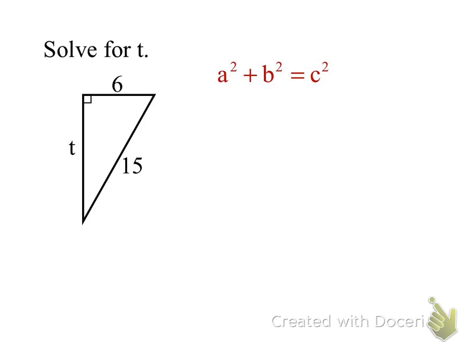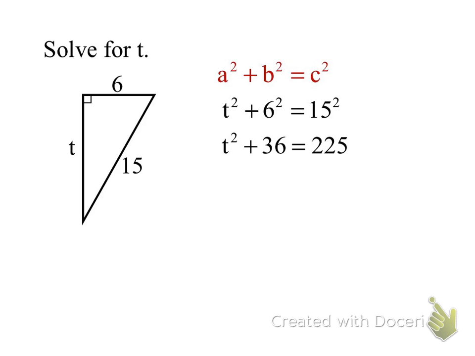The b is a variable. Good. So I'm going to substitute 6 squared in, or the a is a variable, either one. T squared plus 6 squared equals 15 squared. So that would make what? T squared plus 36 equals 225.